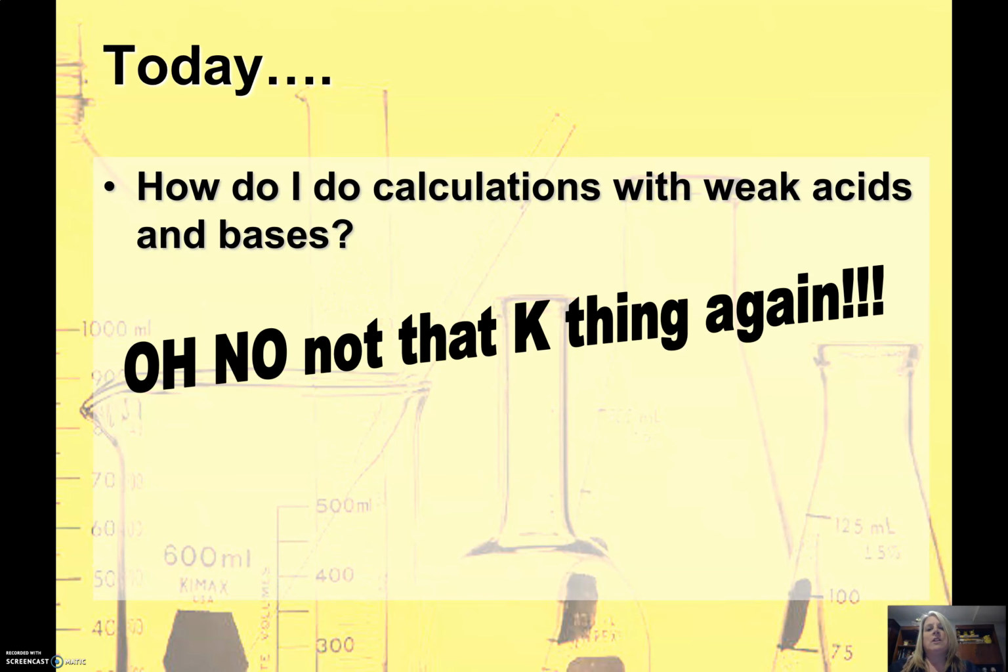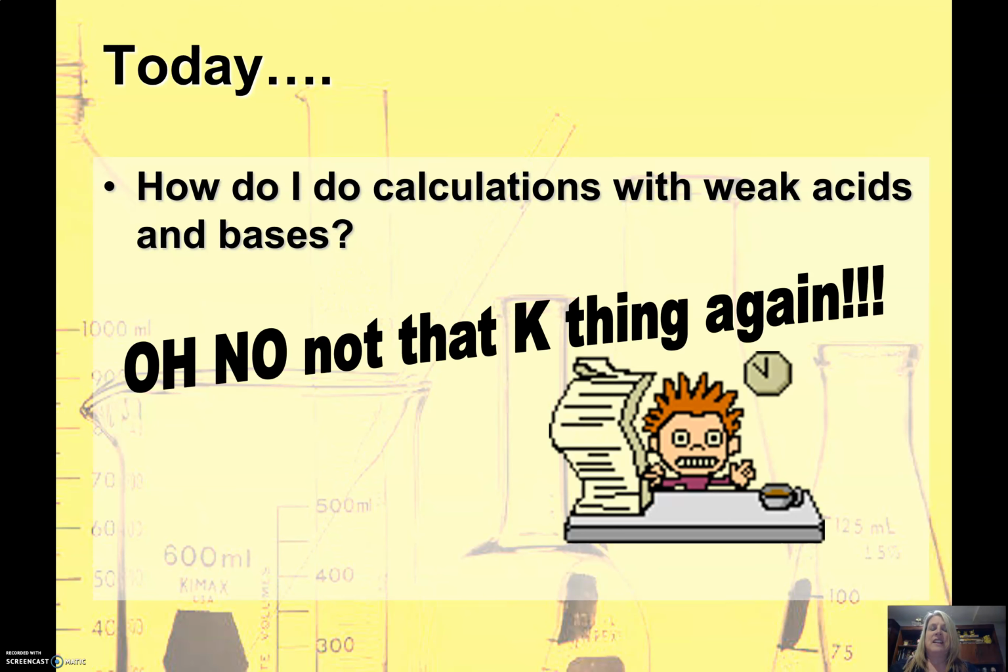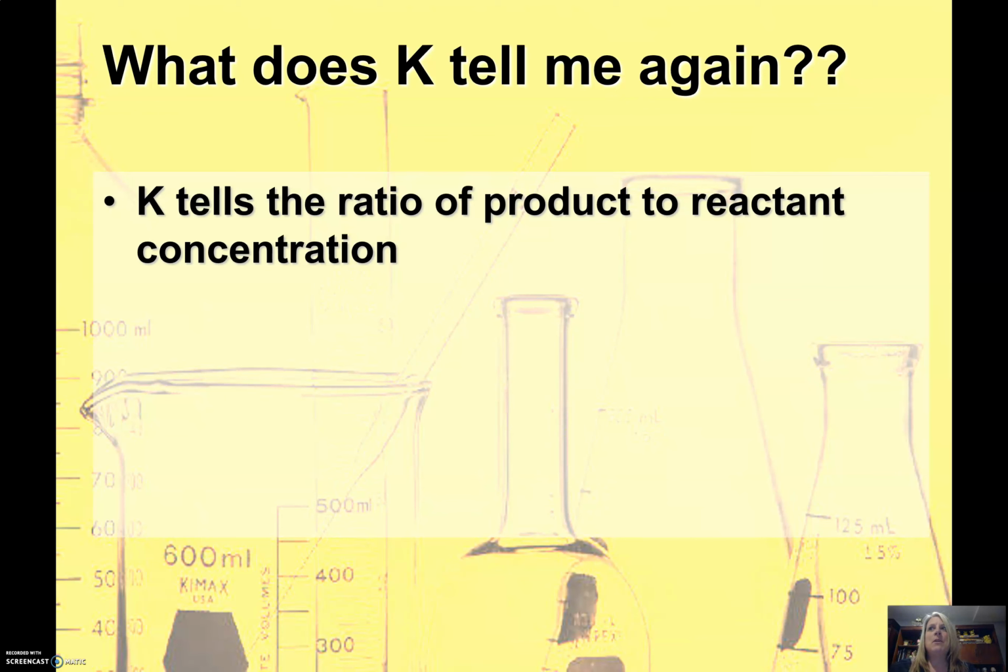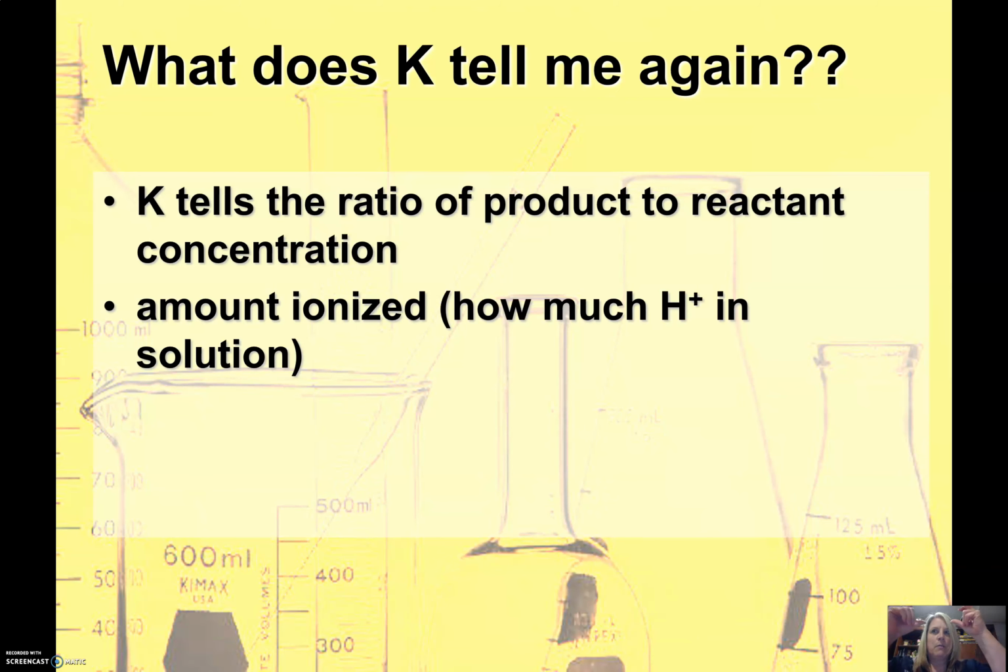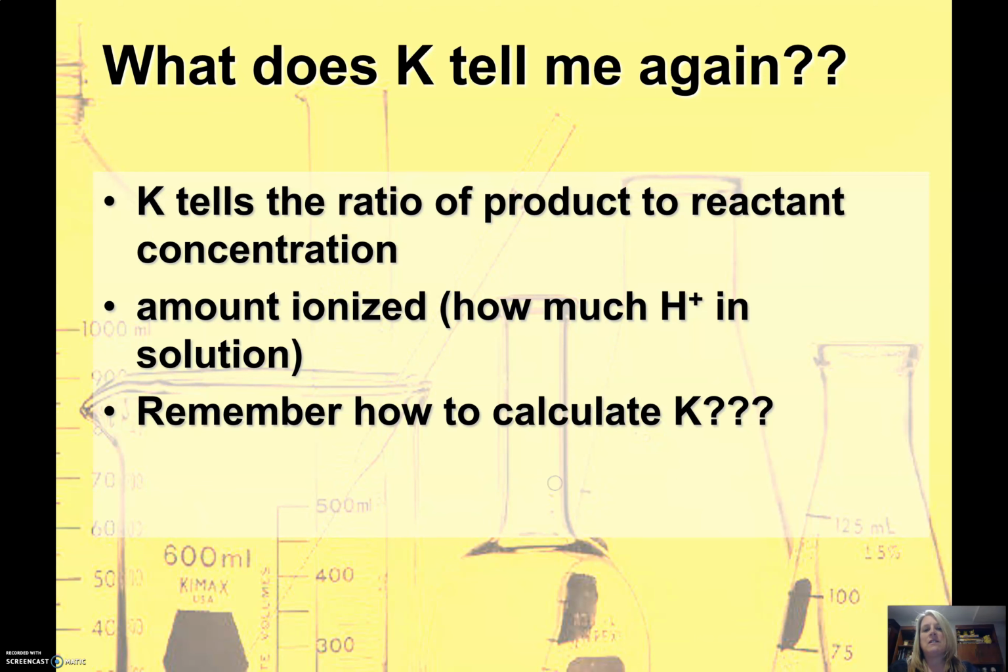So we're going to learn how to do those calculations, and guess what? It's going to involve that K thing again. Remember last unit, the KEQ? We're doing those, but now we're going to call them Ka for acids. If you remember about KEQ, it's about the ratio of the products to the reactants. You put the products on top divided by the reactants on bottom, with the concentrations raised to the power of the coefficients. Basically that tells you how much is in solution, and for us, that's going to tell us how much hydrogen ion is in solution.